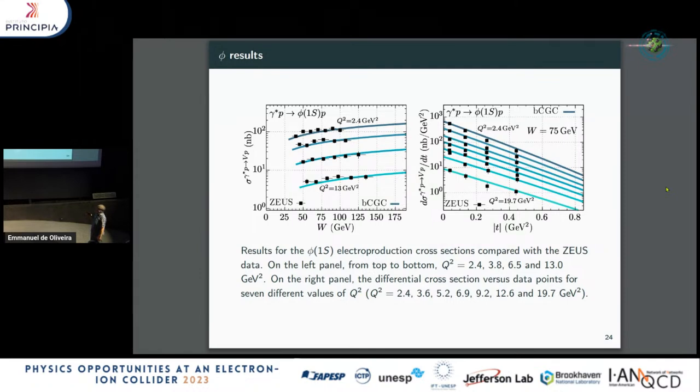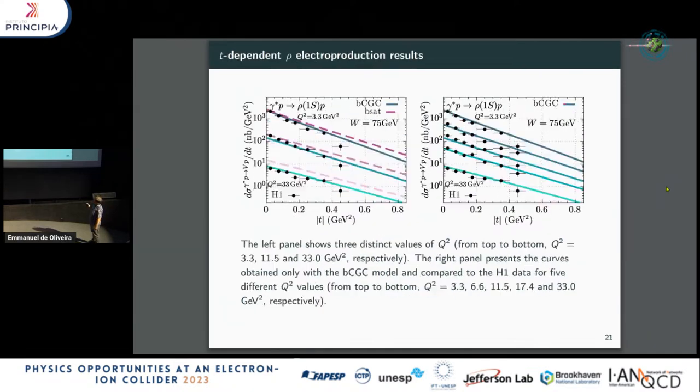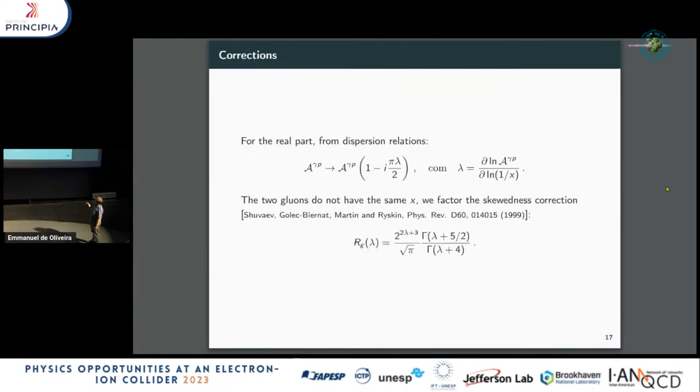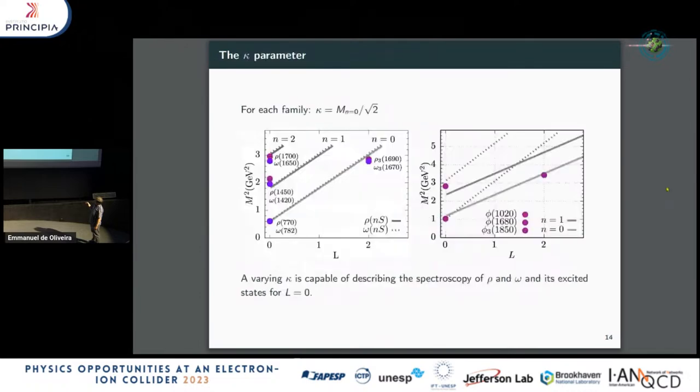This was not well described before by other groups, at least not with this amount of data, because now there is a lot of data from ZEUS. We were very happy that we could describe phi, and we were able to do it mainly because we changed this kappa here. We changed it because of this point, but it also helped with this point here as well.